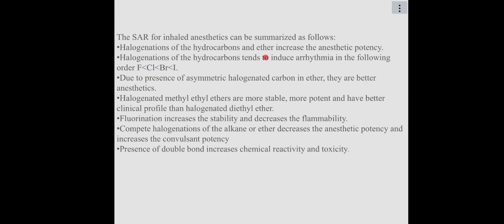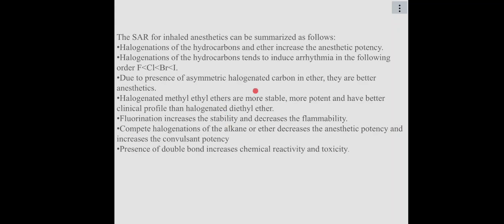The SAR for the inhaled anesthetics can be summarized as follows. The halogenation of the hydrocarbons and ethers increases the anesthetic potency. We have already said that. Halogenation of the hydrocarbons tends to induce arrhythmias in the following order: fluorine, less than chlorine, less than bromine, less than iodine. And no wonder you have not seen iodine in any of them. So this is the order of induction of arrhythmias, and it's increasing as we move that way. So fluorine causes the least, followed by chlorine, followed by bromine. And in fact, with the exception of halothane, the others do not have bromine. They normally have fluorine and chlorine.